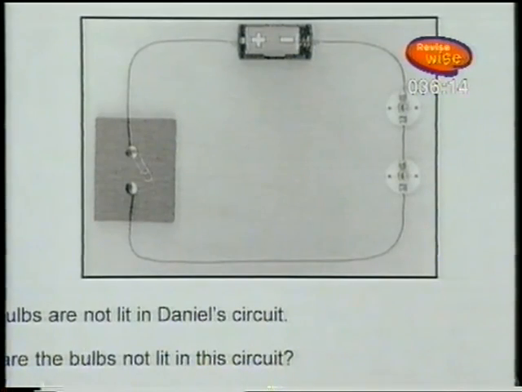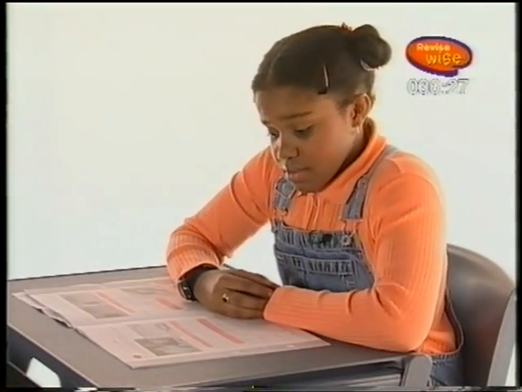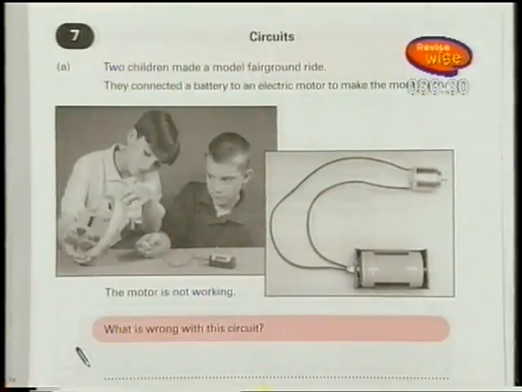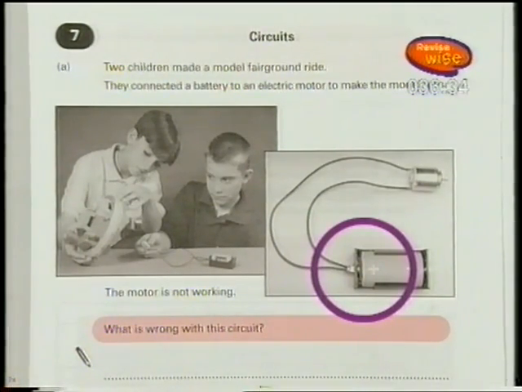There's a break in the circuit. The switch is open. For the current to pass through, the circuit needs to be complete. So, now, would you be able to answer the question? What's wrong with this circuit? Well, the motor's not working because both the wires are connected to the plus terminal of the battery.